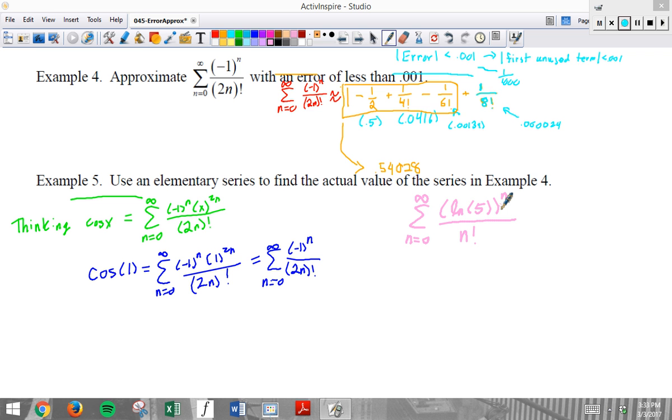You might rightly panic until you think about elementary series. Which elementary series has n factorial on the bottom? There's only one of them. If you said or thought e, you're right. Because e to the x looks like this.